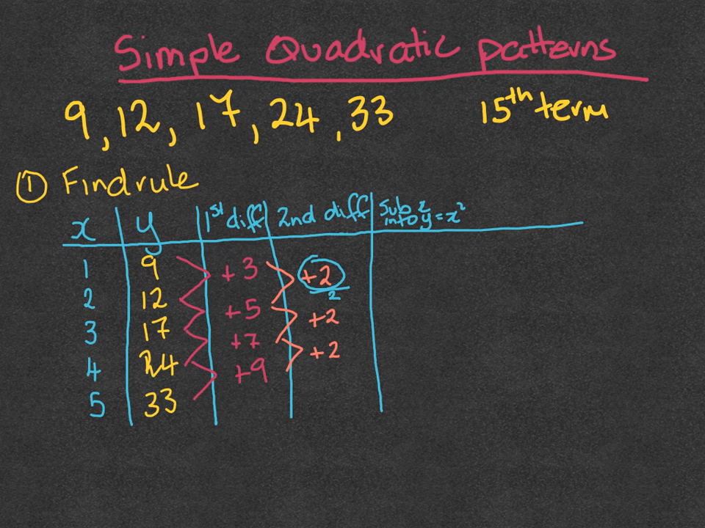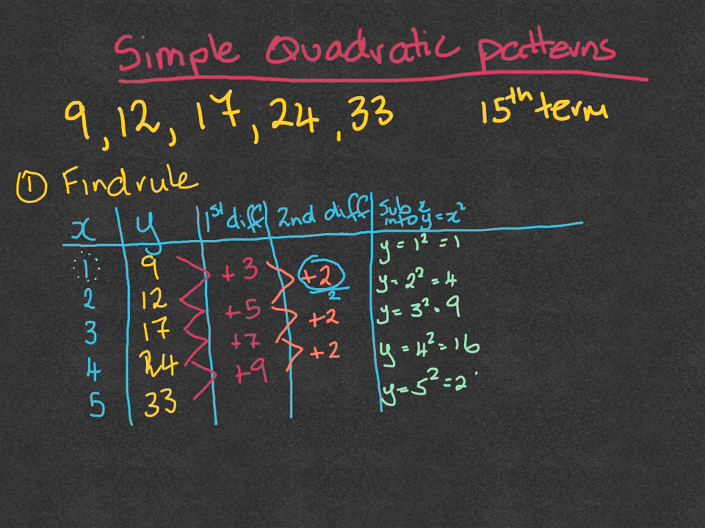So in the meantime, what we'll do is we will take y equals x squared. So we look at our x values over here. Okay, so we've got x equals 1 there. So that's y equals 1 squared, which of course equals 1. Then the next line, y equals 2 squared, which of course equals 4, and so on. y equals 3 squared, that equals 9. y equals 4 squared, that equals 16, and y equals 5 squared equals 25.